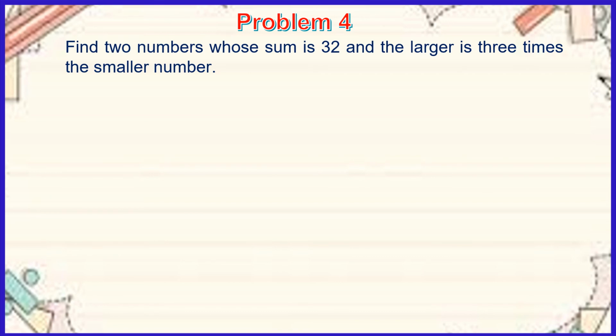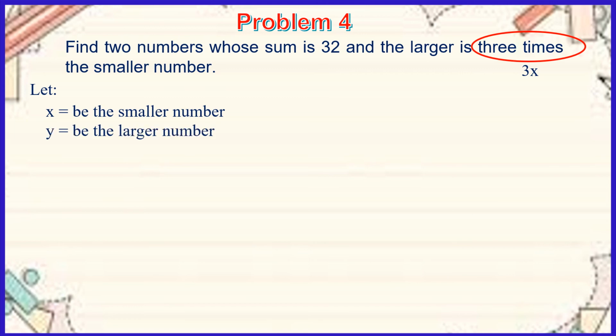Now let us solve the last problem. Let us read all together. Find two numbers whose sum is 32 and the larger is 3 times the smaller. So 3 times means that we are going to multiply it by 3 or 3x. Then we are going to represent the unknowns. So let x be the smaller number and let y be the larger number.